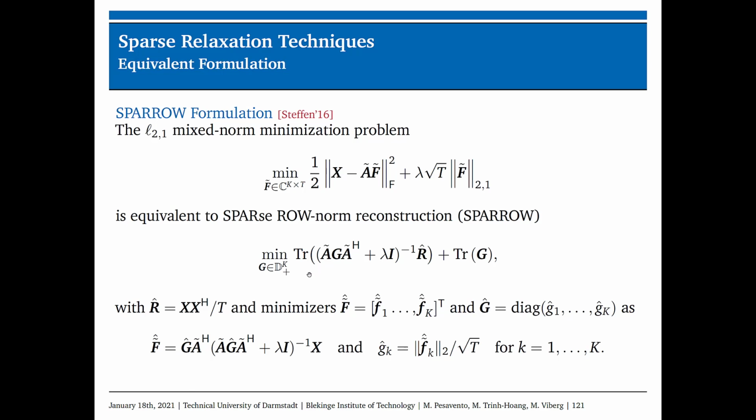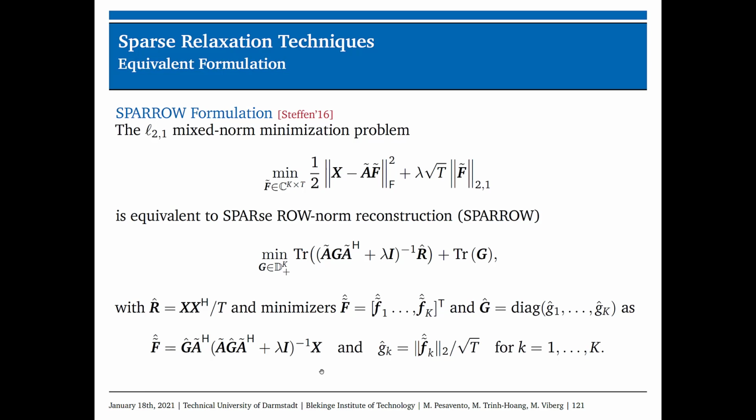Furthermore, the SPARROW formulation only depends on the data through the sample covariance matrix, which is a sufficient statistic for the direction estimation problem. Hence, the row sparsity pattern of the solution is entirely encoded in the finite sample covariance matrix. Only if you want to compute the optimal row sparse solution matrix F tilde, then the knowledge of the measurement matrix X is required.